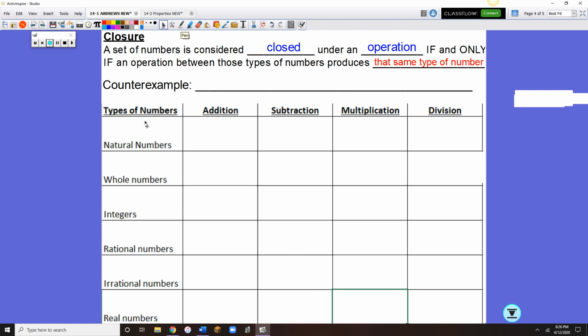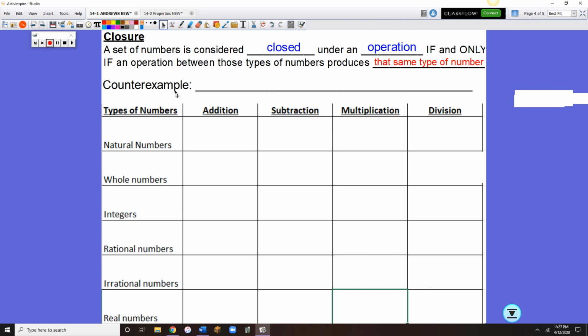Okay, if I have natural numbers, so those numbers starting 1, 2, 3, 4, and so on. If I pick any two natural numbers, and I add them together, could I get a negative number? Okay, so let's say positive 3 and positive 10. Could I add those together? Is there any possible way I could get a negative out of that? Is there any way I could get a decimal out of that? Could I get an irrational number out of that?